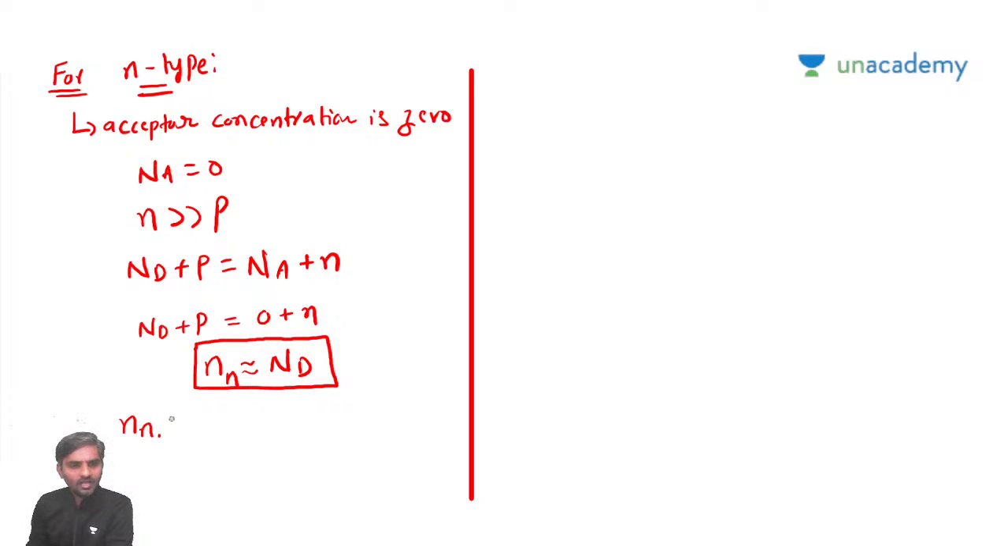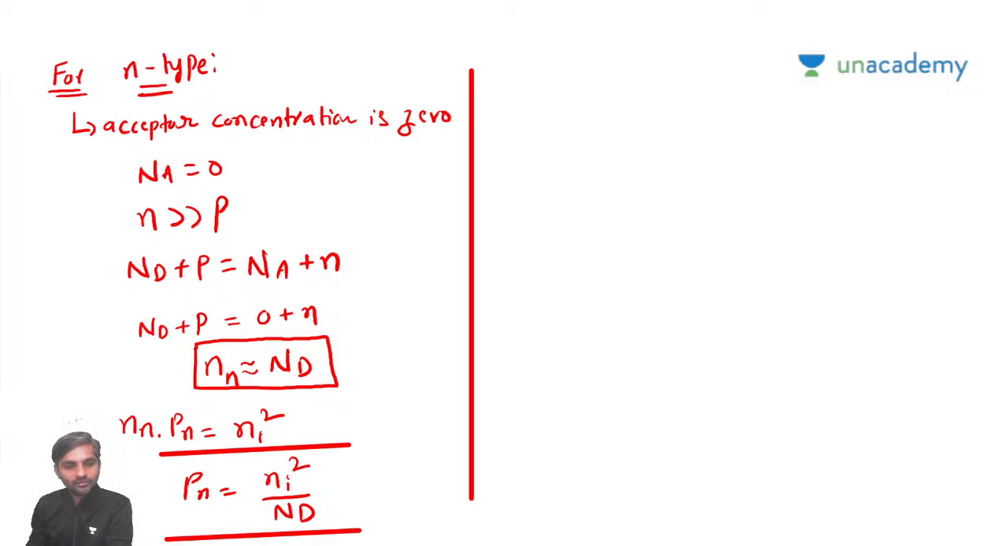So now from the mass action law, nn into pn must be equal to ni square. Then pn is equal to ni square by Nd. Ni square by Nd. This is a very important formula. pn is going to be ni square by Nd. So these two are very important for an N-type.